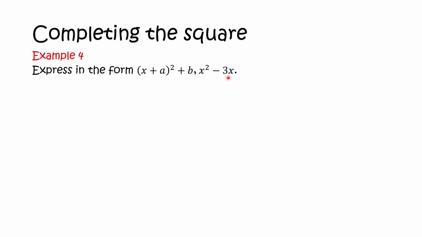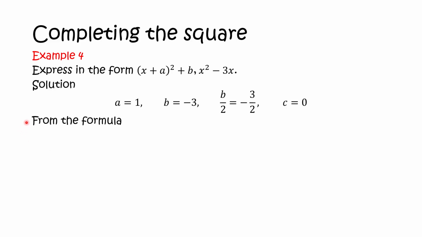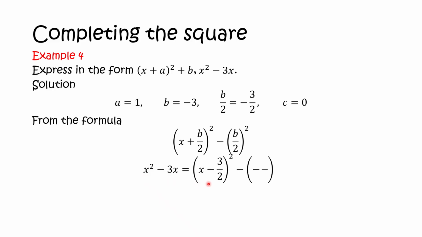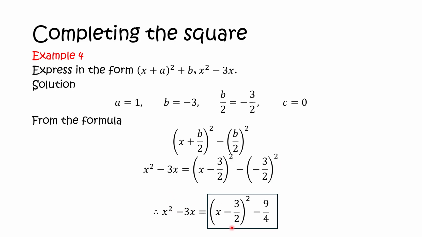Expressed in the form that, we have x squared minus 3x. So in the solution, a is 1, b is minus 3, b over 2 is minus 3 over 2, and the c is 0, obviously. Now from the formula of case 2, we are going to have that. Then substituting into that, we have x minus 3 over 2 squared minus 3 over 2 squared. And of course, we need to simplify our work so that we get x minus 3 over 2 squared minus 9 over 4. That's how we go about it.